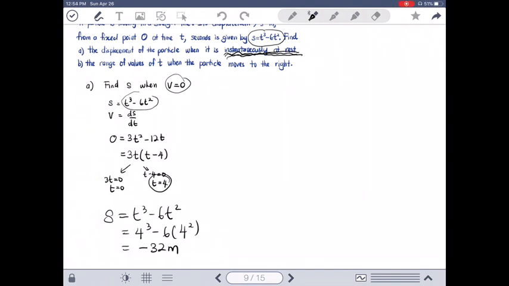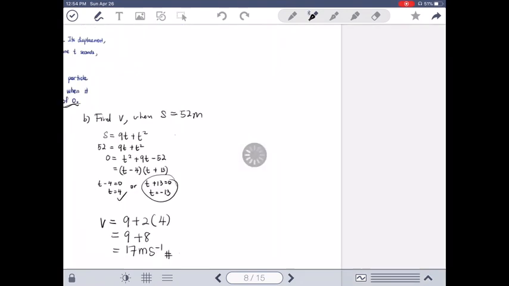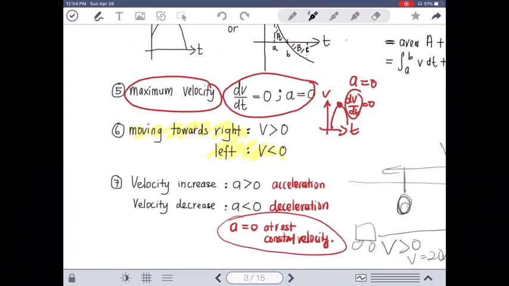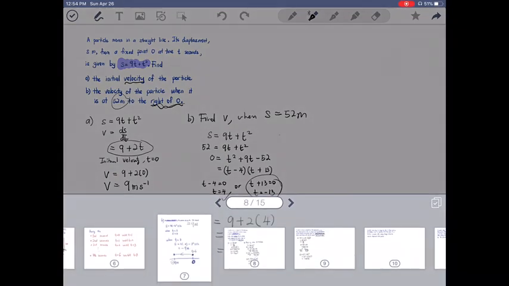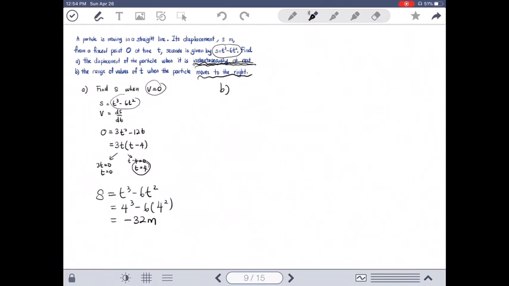Now for B. The range of values of t when the particle moves to the right. Moves to the right means, if you look at our notes, moving towards the right, v is greater than 0. So we need to find the range of t when it moves to the right, v greater than 0. We know that v equals 3t squared minus 12t. We differentiate the displacement function and we get v. Then greater than 0 means that 3t squared minus 12t is greater than 0.